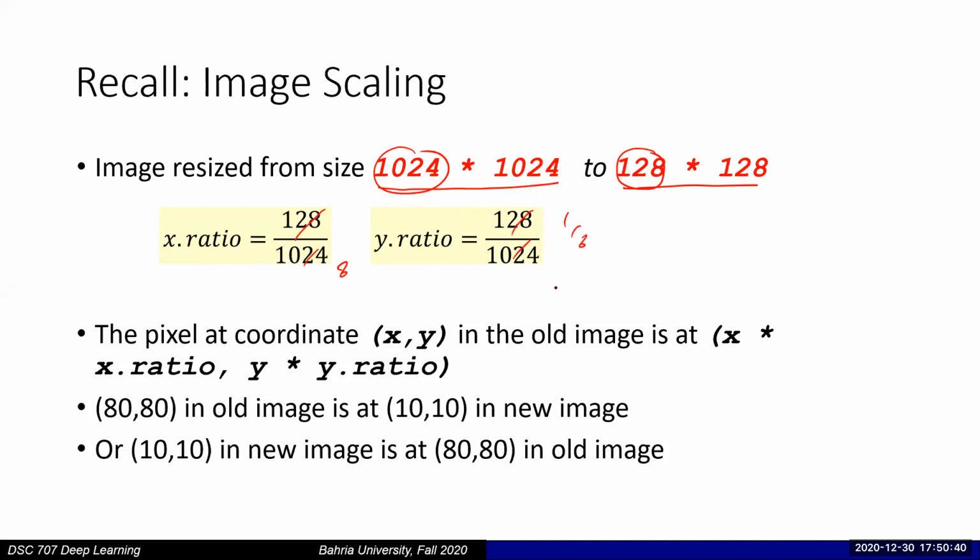Now if you have a point say 80,80 in the original image, and you want to see where it is in the new image, you simply multiply it by the ratio, which is 1 by 8, so you get 8,8. Sorry, not 8,8, 10,10. So the point 80,80 in this big image maps to 10,10 in the new image, right? And the same you can do for width and height.